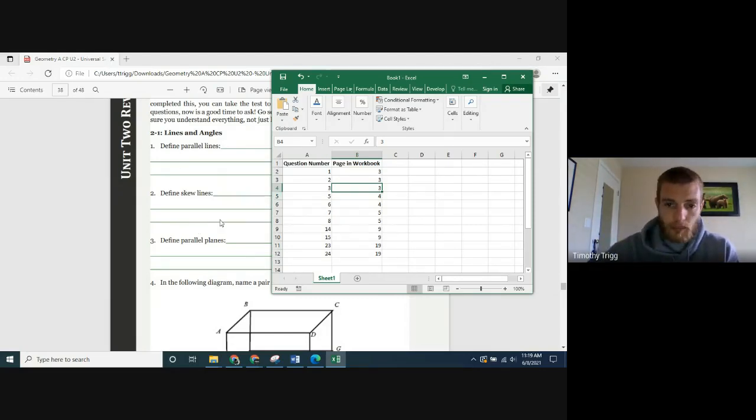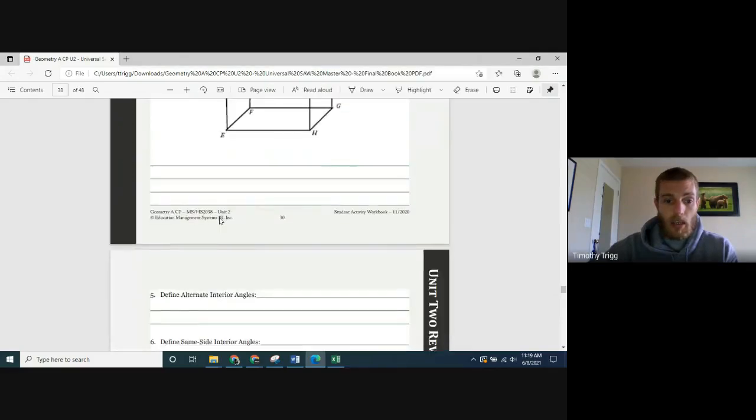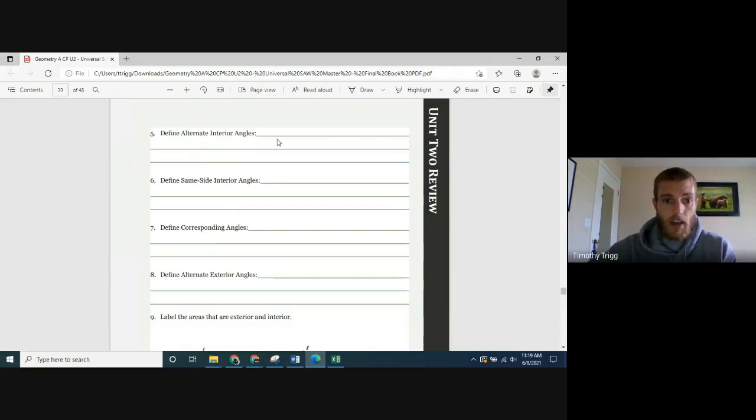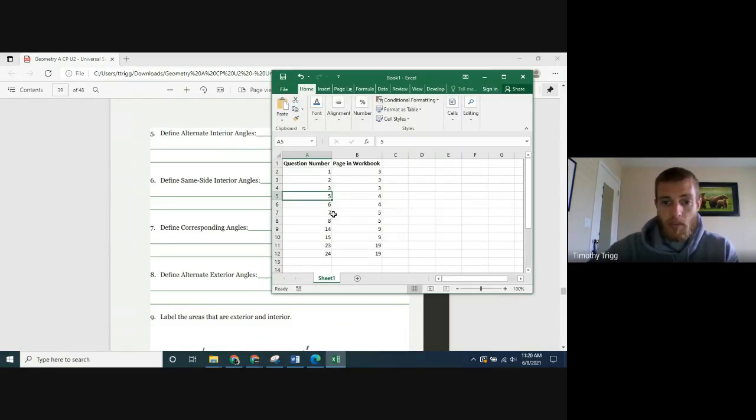Okay. And these are the rest of the definition problems in the review. Questions 5, 6, 7, 8 are all definitions: define alternate interior angles, same side interior, and so on. For 5 and 6, you can find those definitions on page 4. And for 7 and 8, you can find those definitions on page 5.